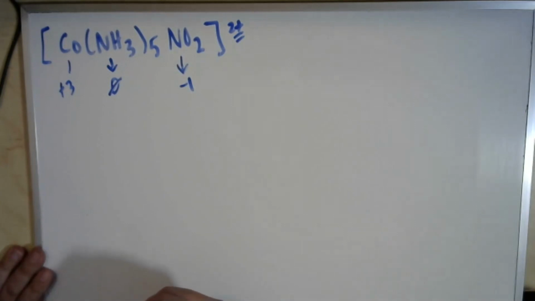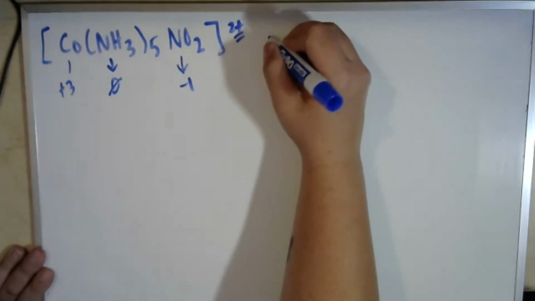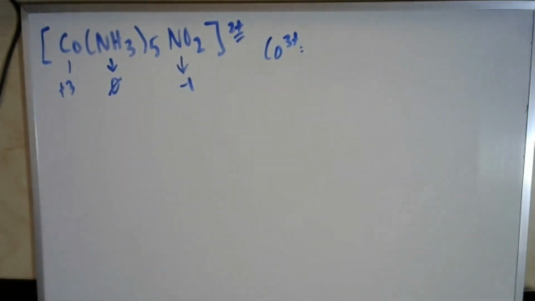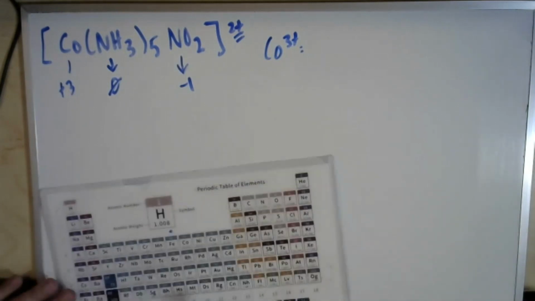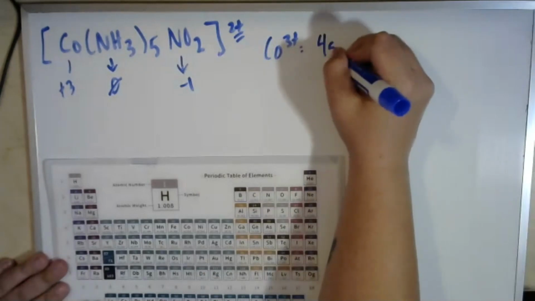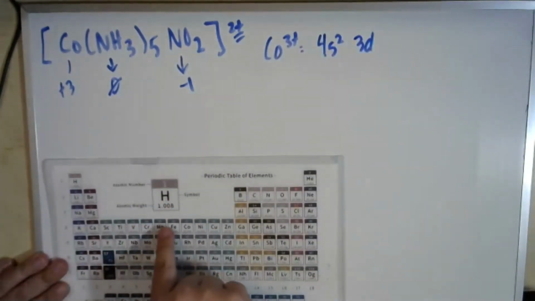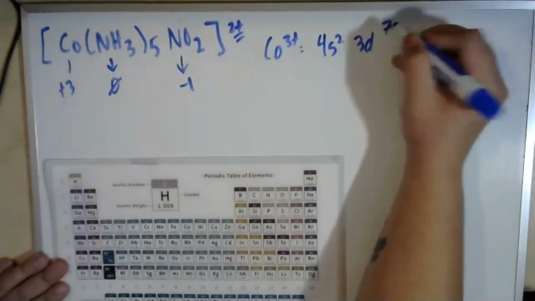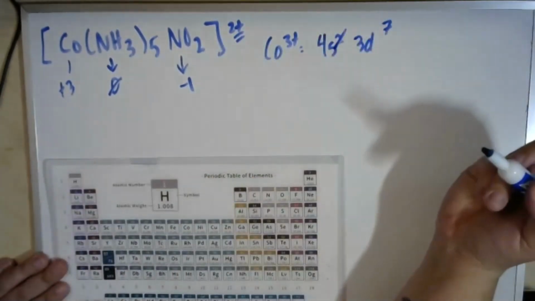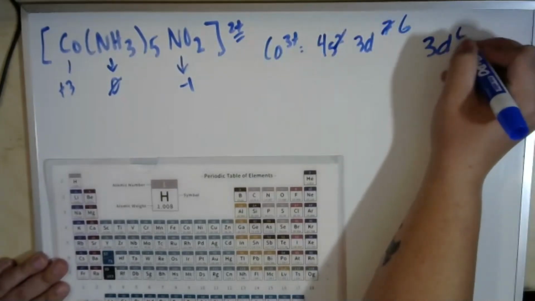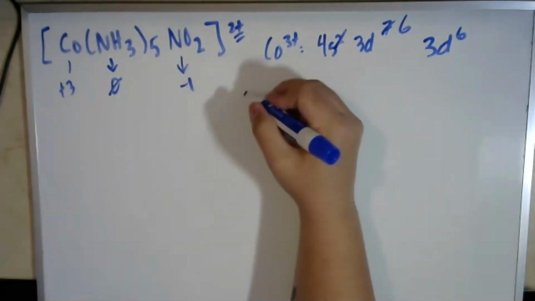Okay. That means that we have to find the electron configuration for that. Okay, so we're going back to the cobalt, which starts with 4s2, 3d, 1, 2, 3, 4, 5, 6, 7. We're removing 2 electrons there, 1 electron here. Okay, so we're 3d6 again. So we have 6 d electrons.